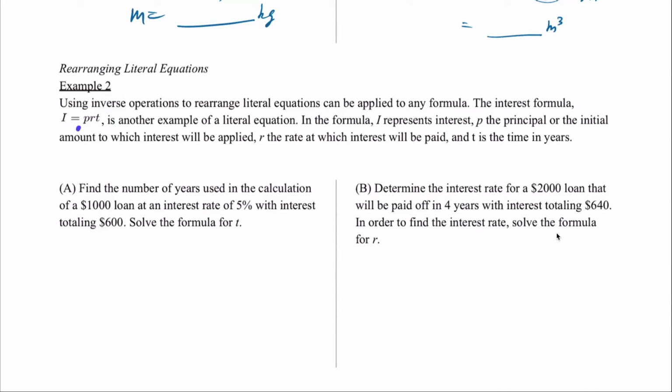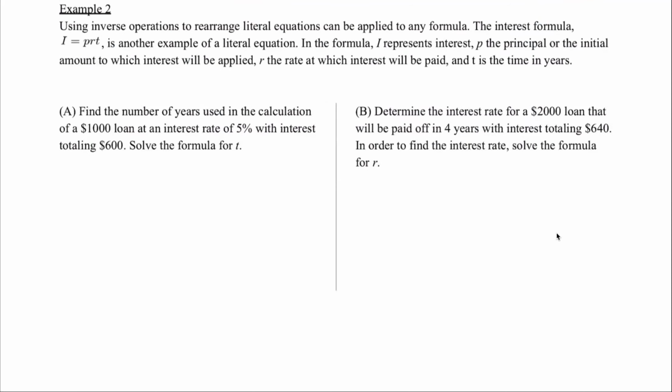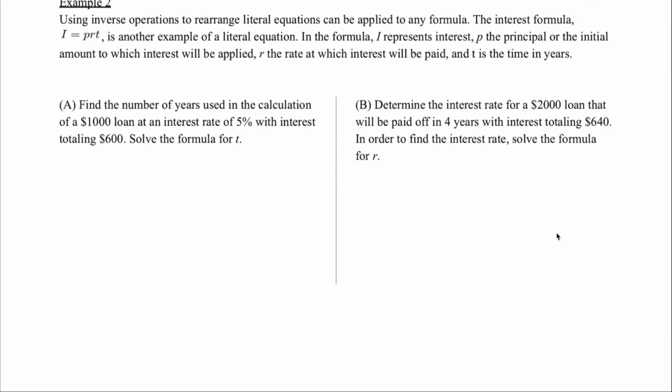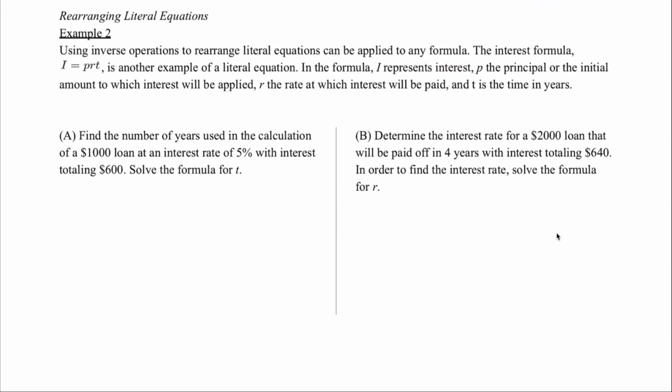P here stands for the principal amount. I represents the interest that you earn, the total interest. R is the interest rate, and T is how many years, right? T is the time in years. So in one of the periods, we did A, the other period we did B. If you'd like to try this on your own, because you weren't in class for whatever reason, try this on your own first. It's probably a good idea.